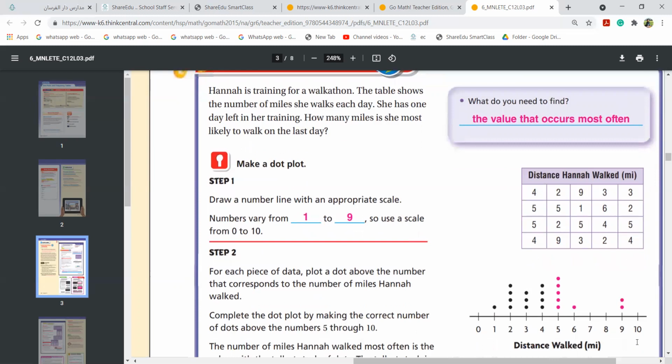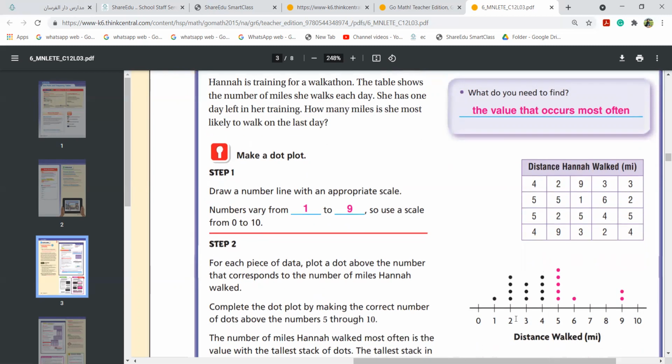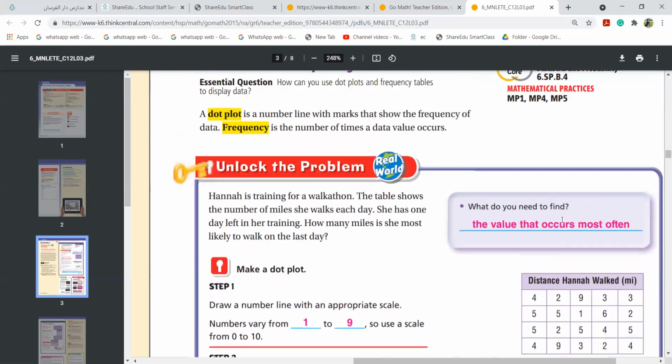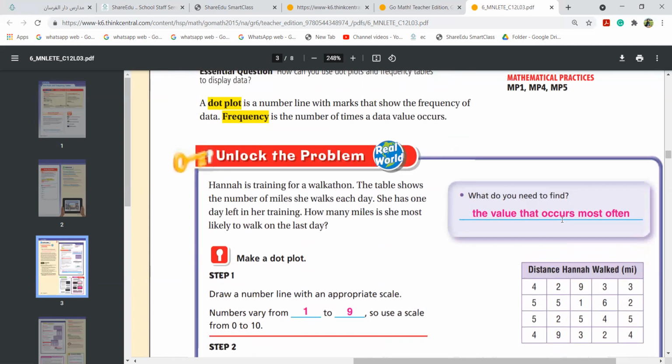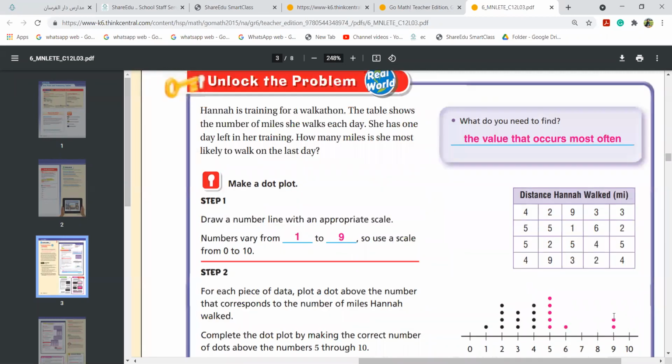Okay, so first thing, I draw this from 0 to 10 and I start counting. Now, one, how many ones do you have in the table? You have only one. 2, you have 4. 3, you have 3. 4, you have 4. 5, count 5 and tell me, Malak. Again, in the second line, you have 2. In the third line, you have 1. Oh, 2, 2. 1, 2, 3, 4, and 5. So 5 dots.